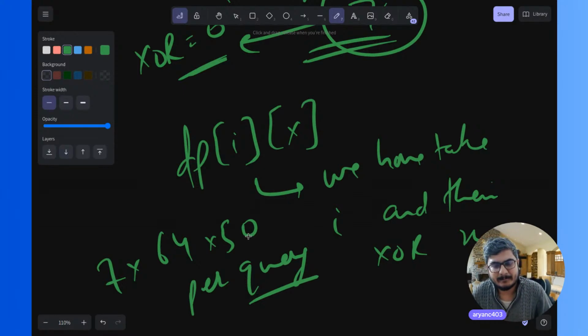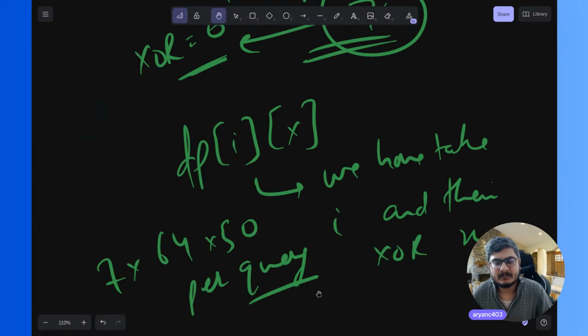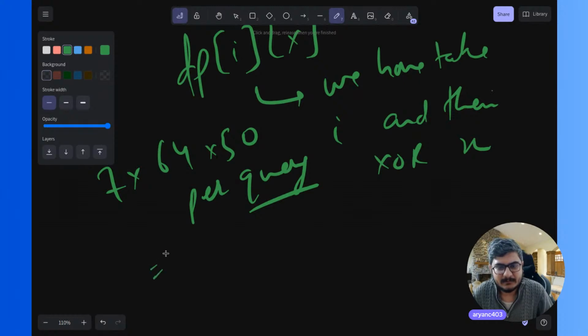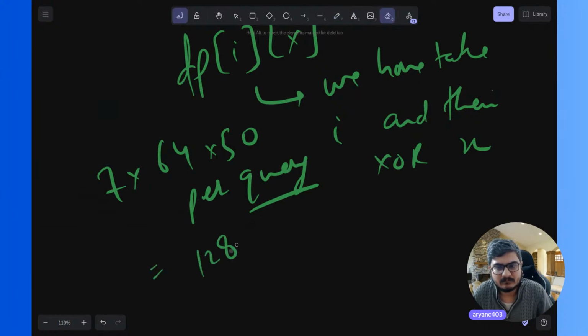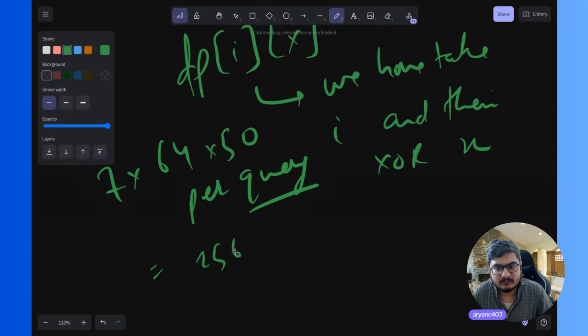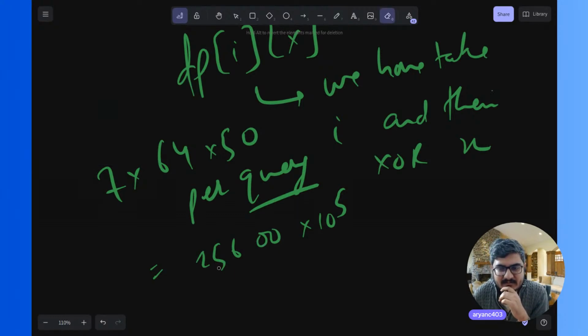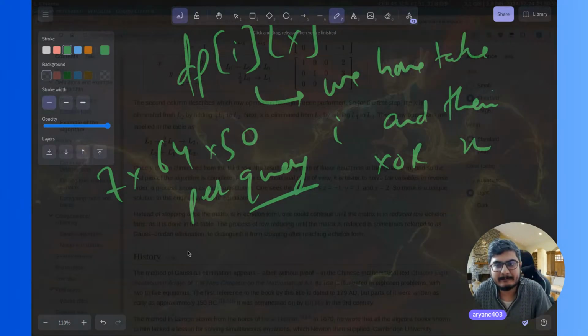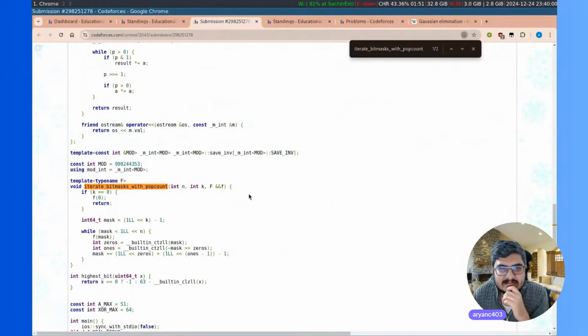which is around 8400 into 10 to the power 5, which is too high, right? I believe this can still be too high. So why is this working here?